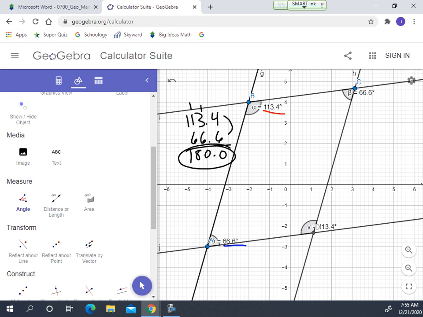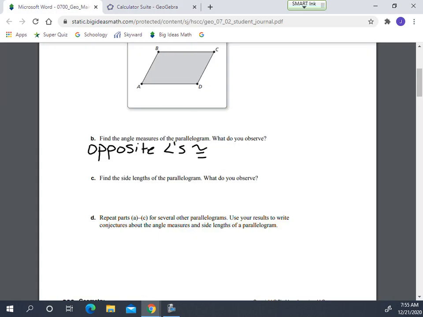Hey, what do we know about 180 degrees? What do we call that? Well, we're going to say those are consecutive angles. But they add up to 180. They are supplementary. Supplementary. Okay, so consecutive angles are supplementary. That's our knowledge about parallelograms.